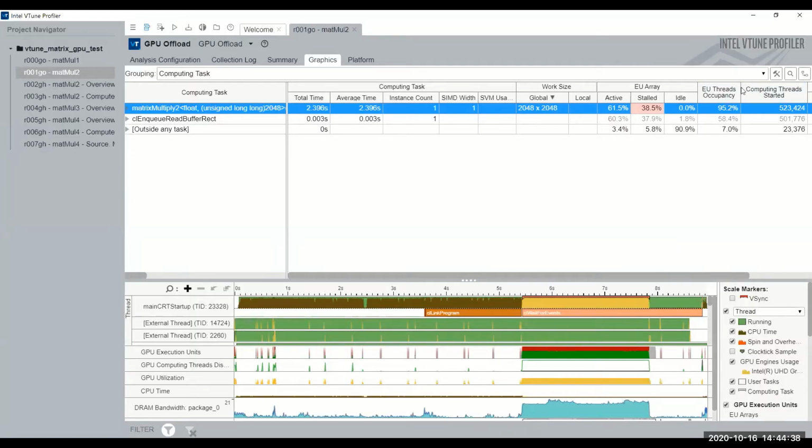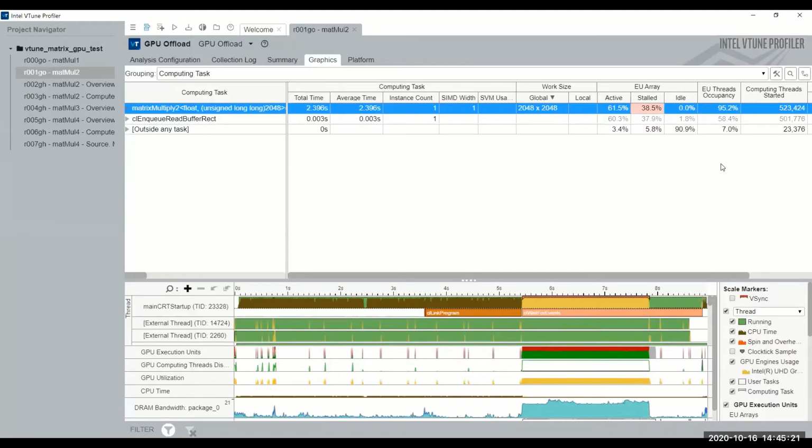We might also notice that the thread occupancy is quite high, 95%, which indicates that there was enough work for the number of threads available for execution. If this number is quite low, it would be highlighted in pink, and it would indicate that we probably didn't provide enough work to execute in many execution units or many threads of this GPU machine.